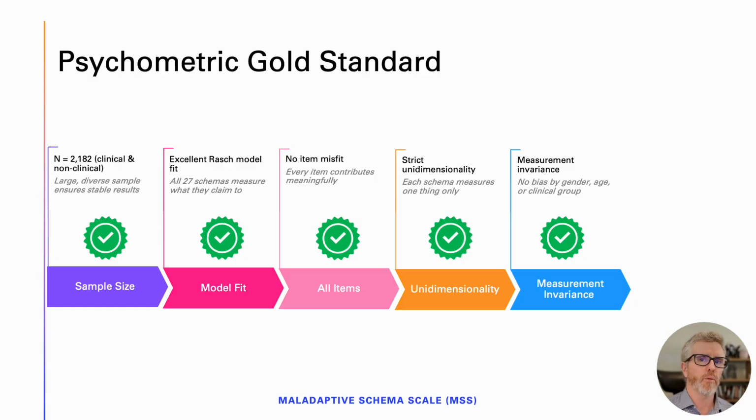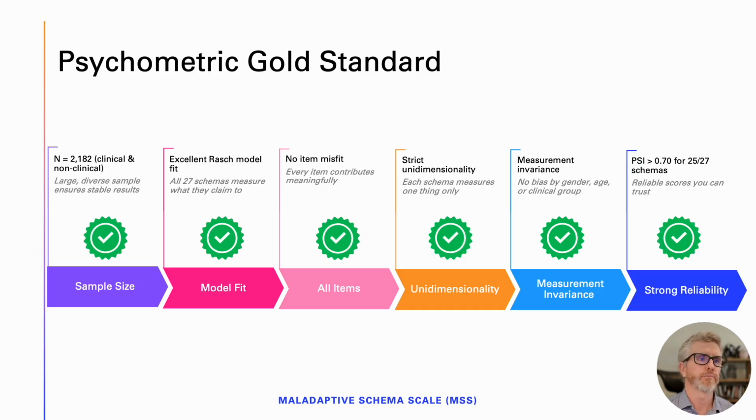Measurement invariance by gender, age, and clinical group. This is a rare property for most measures, and it means the scale works the same way for men and women, for younger and older clients, and for clinical and non-clinical populations. The opposite of measurement invariance is item bias, and it's known as a scale killer. Here, a score of 3.5 means the same thing regardless of who's completing it.